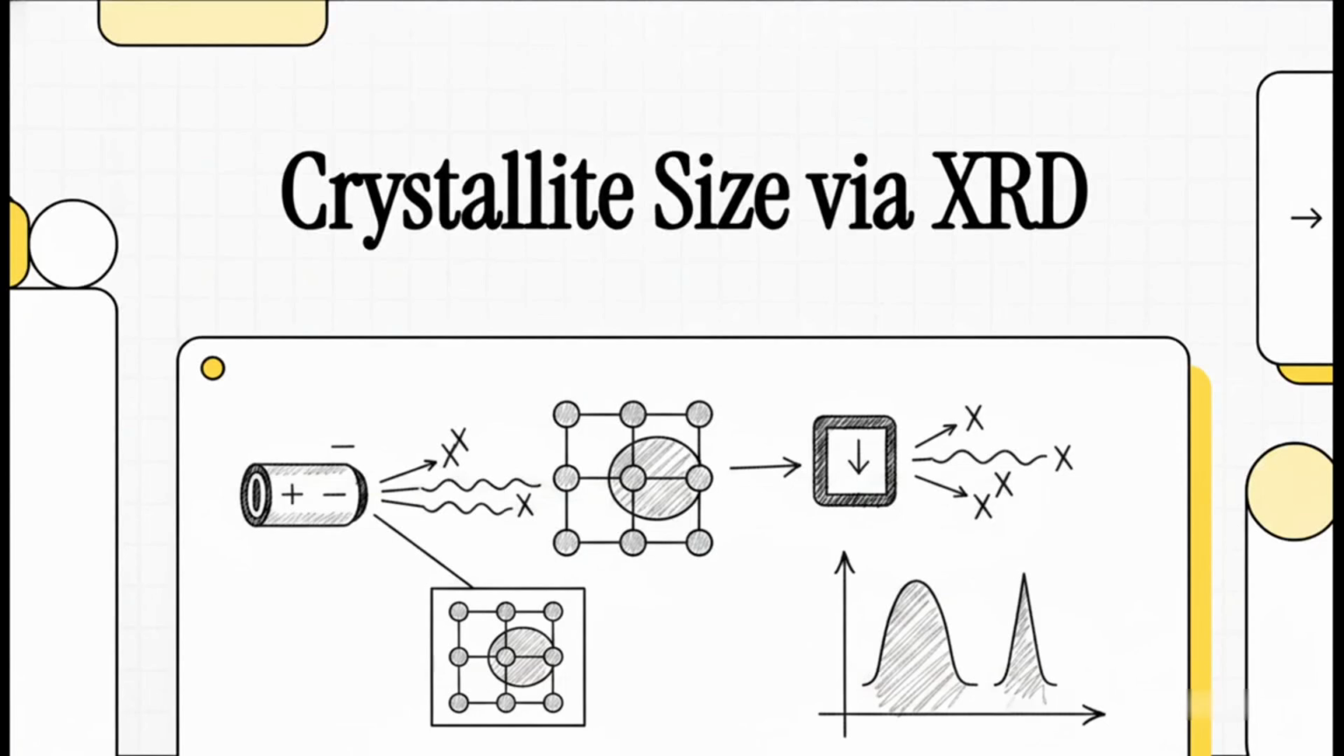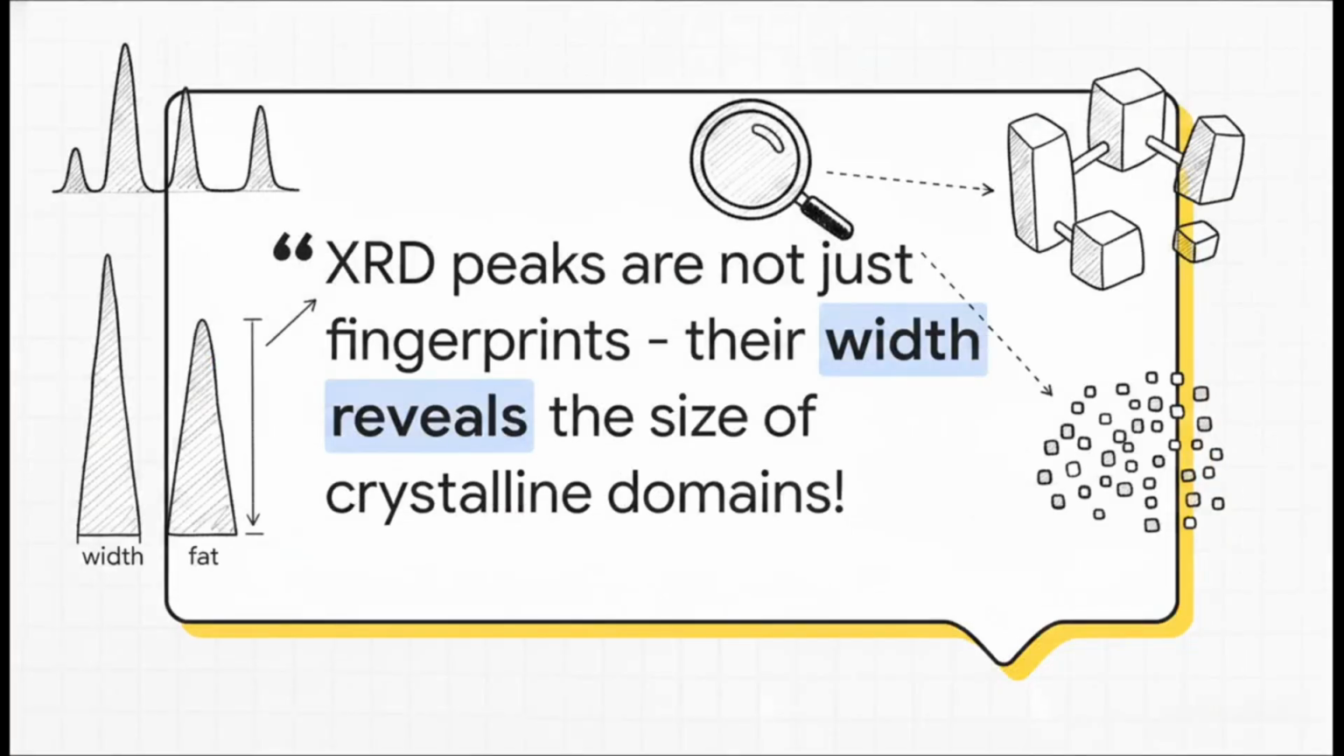Today, we're unlocking some serious nanoscale secrets using what is arguably one of the coolest, most powerful analytical techniques in materials science. I'm talking about X-ray diffraction, or XRD. If you've ever wondered how on earth we measure things that are literally thousands of times smaller than a single human hair, you're in exactly the right place. We're going to decode the hidden structure of materials and see exactly how this incredible tool pulls it off. Let's just dive right in.